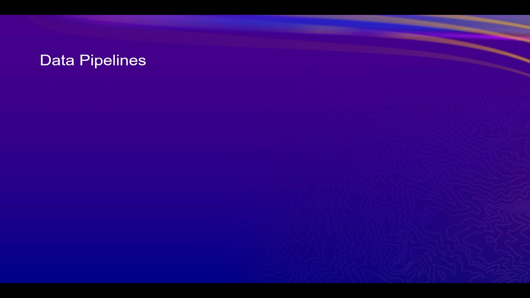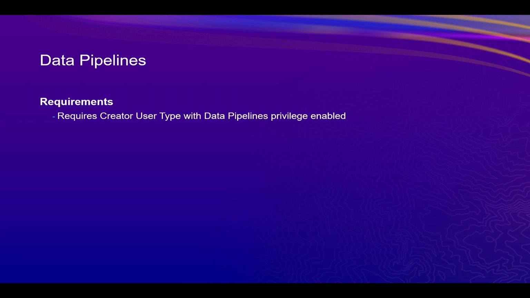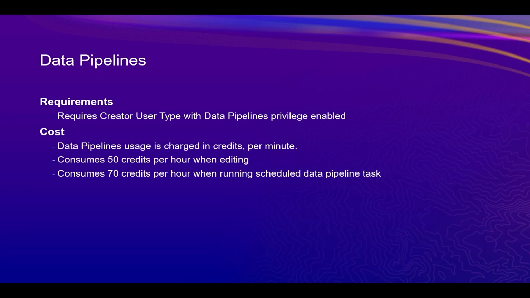So we've seen data pipelines in action, but let's now talk about the practical considerations. First of all, the good news is that any creator, user, or above can get started with pipelines as long as they have the privilege enabled in their user role in ArcGIS Online. Something to be aware of is that the usage of data pipelines is charged in credits per minute, similarly to advanced notebooks if you've used those. They use 50 credits per hour when editing and 70 credits per hour when running a scheduled pipeline.